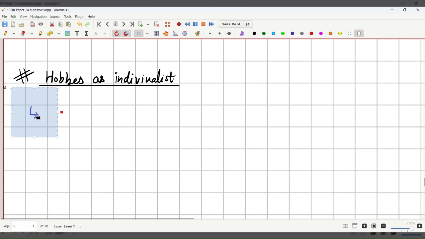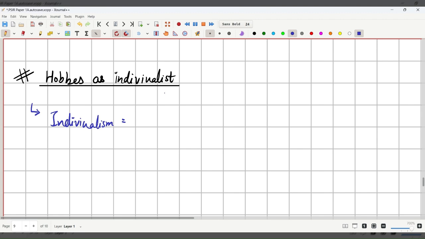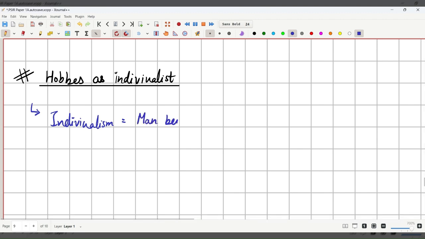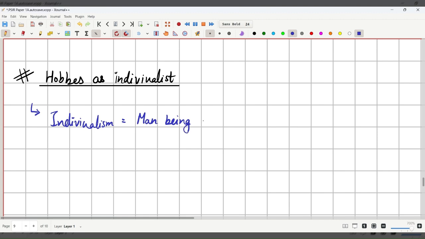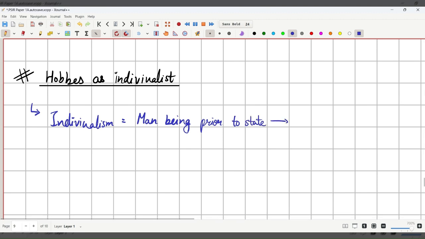So now we are going to read about Hobbes as an individualist. So first, where does the tradition of individualism originate from? Basically, individualism is that man is prior to the state. Its origin is in the sophists, during Plato's era.